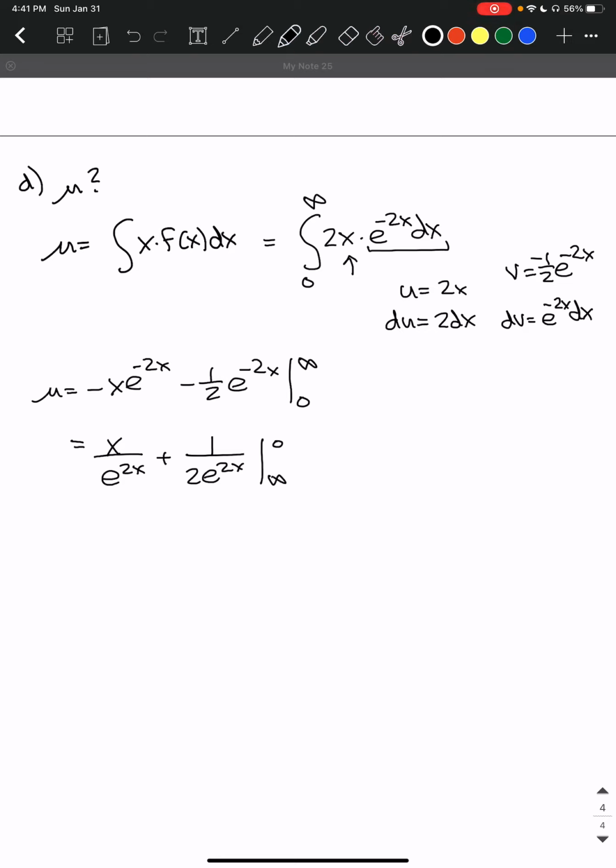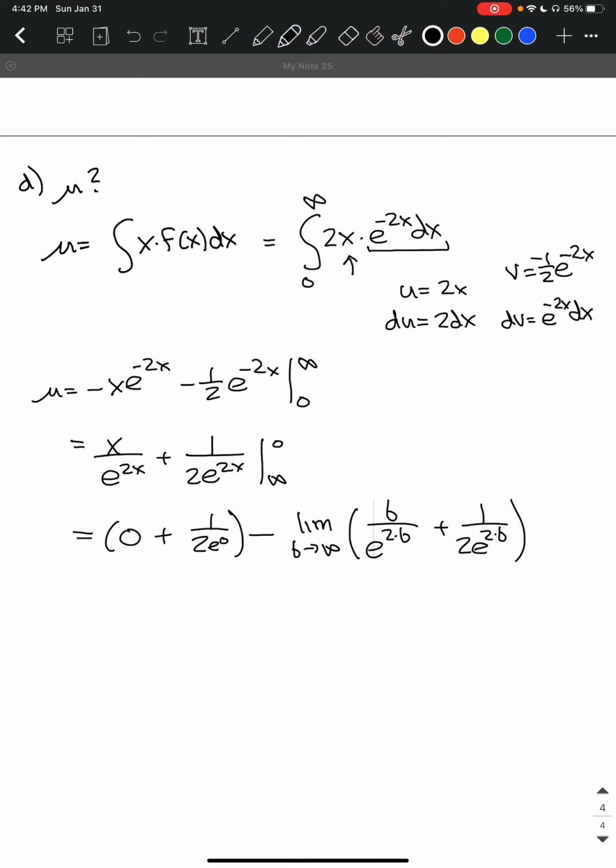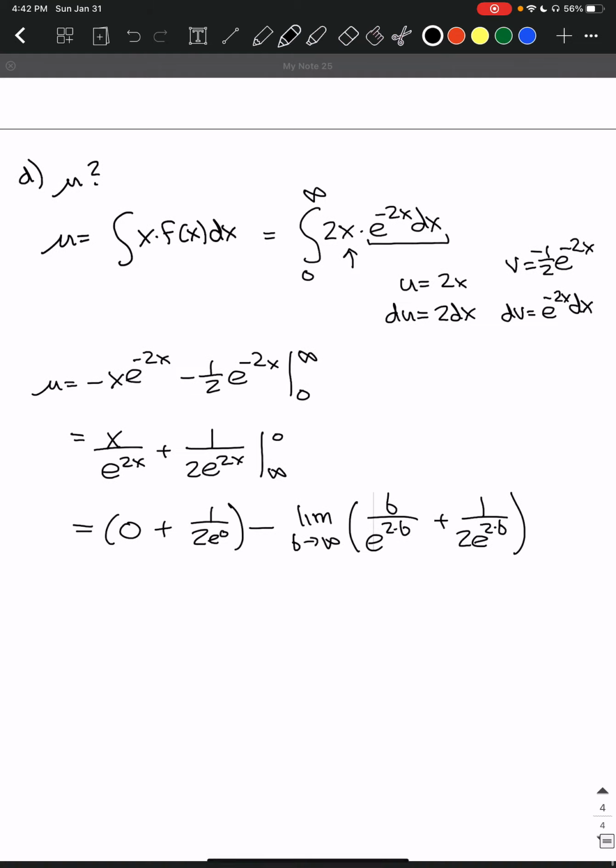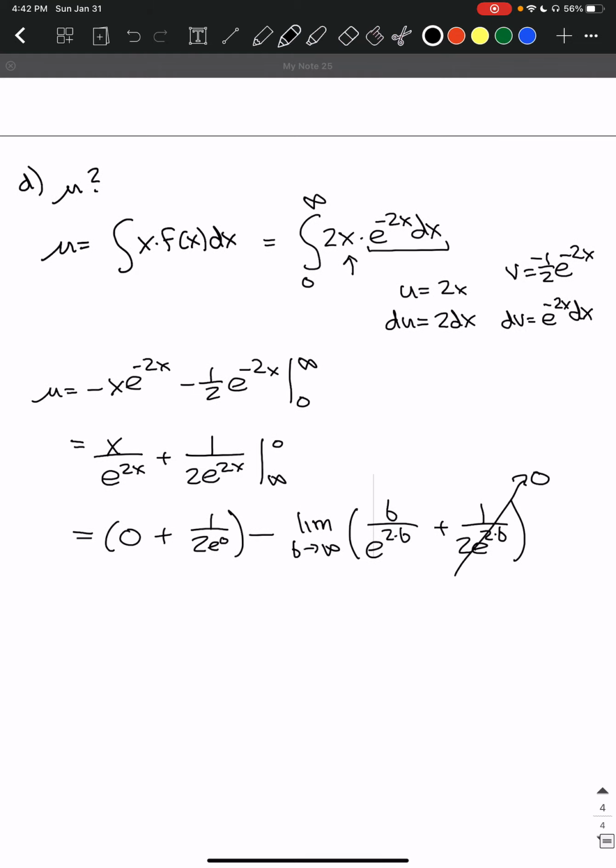And again, this is just plugging stuff in. So when I plug in 0, this goes away. And I have 0 plus 1 over 2e to the 0. That's when I plug in 0. And then subtract off of that when I plug in infinity, which is essentially a limit, right? So I have b over e to the 2 times b plus 1 over 2e to the 2 times b. There's no discrepancy here, right? This term clearly has to go to 0 when b goes really, really big.